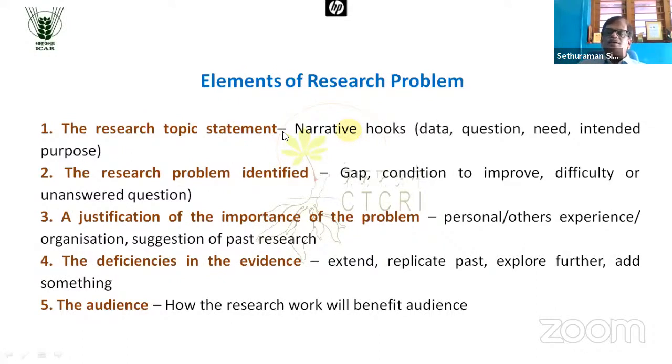The other one is a condition to improve. So at the current level, you go there and there is a nutritional deficiency in the village. The people are not aware of improved nutritional practices for children and babies.